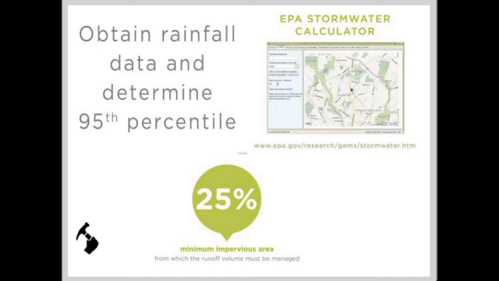Runoff volume depends on the specific post-developed site conditions of the project, such as amount of paving, permeability of different surfaces, roof area, and vegetated areas. Note that different methods can be used to calculate the runoff volume, such as the EPA stormwater calculator.